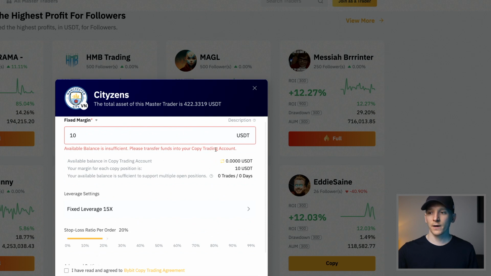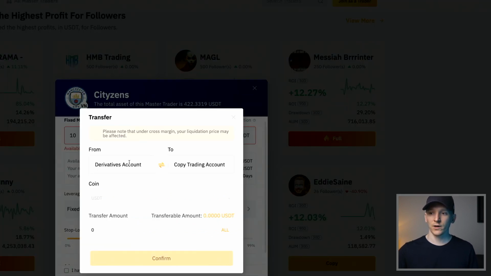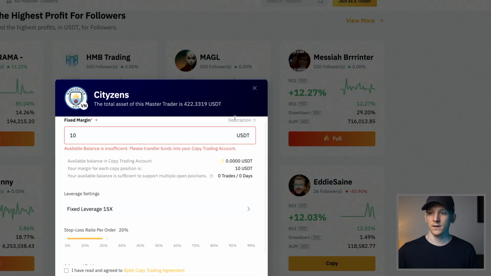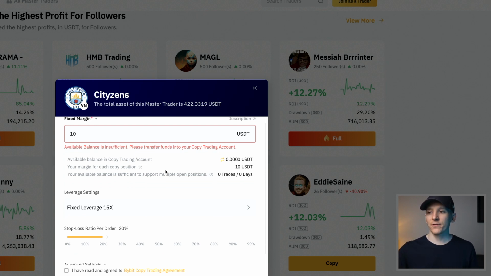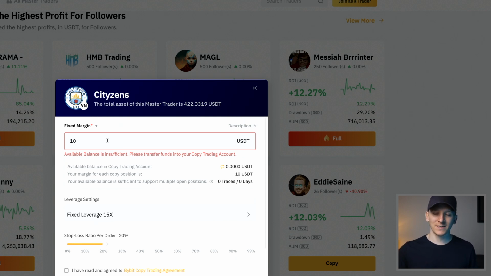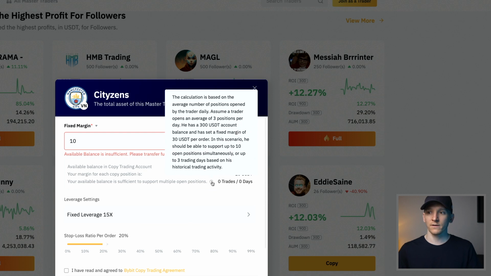Available balance in copy trading account: obviously just get some US dollar tether in your account, switch it over, you can do that right here. Really important is you want to look at how many trades they're placing a day on average and understand that if they're placing 10 trades a day and your margin per order is 10, you might want to put $100 total in your account to make sure that you fund it, probably a bit more than that just for a balance. Your available balance is sufficient to support multiple open positions, as you can see here.